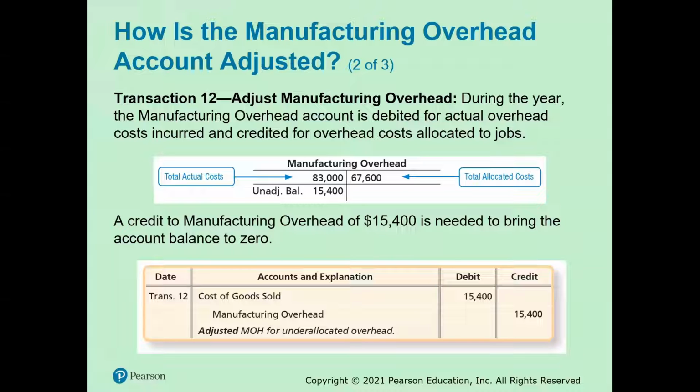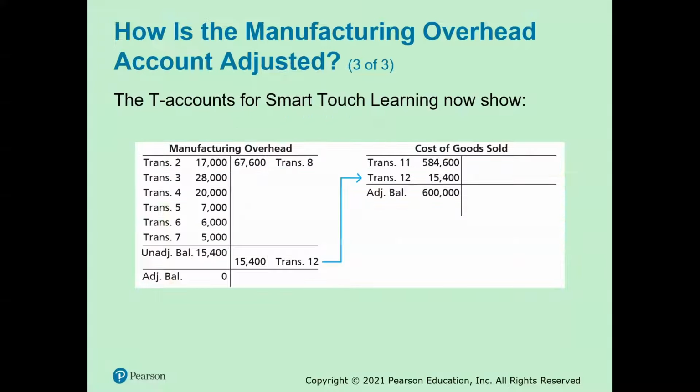The cost of goods sold expense is increased for the overhead costs not allocated previously. The manufacturing overhead account balance is now zero. And the cost of goods sold account reflects the actual cost of producing the product. Here you see the two T accounts, one for the manufacturing overhead and the other one for the cost of goods sold.